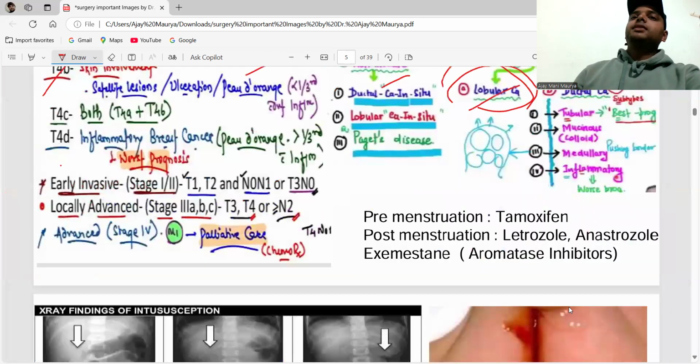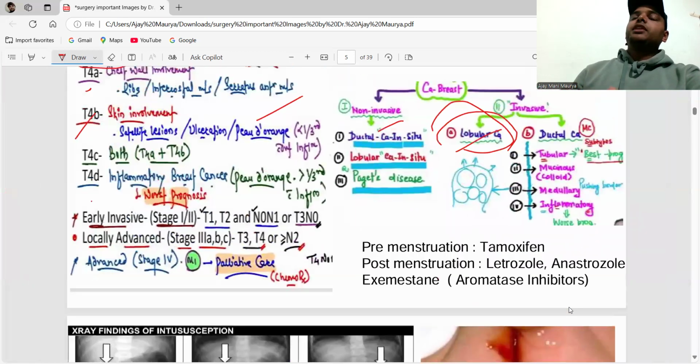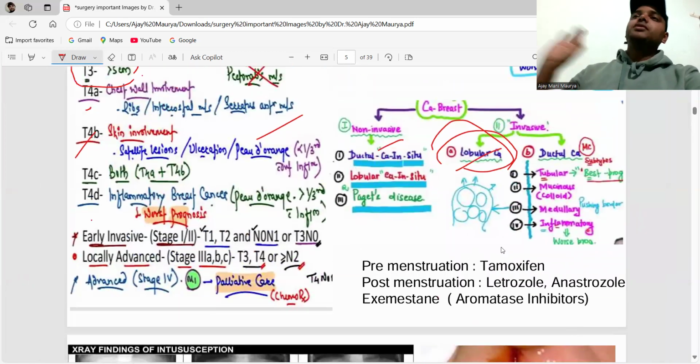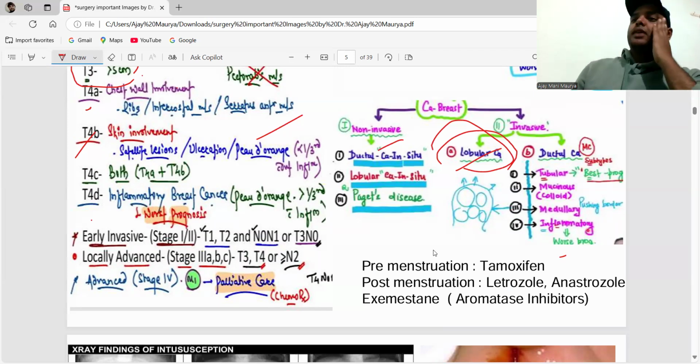Remember, guys, this is for the chemotherapy. For premenopausal women, you have to give tamoxifen, and for postmenopausal women, you have to give aromatase inhibitors like letrozole, anastrozole, and also exemestane. Okay, now remember this one.